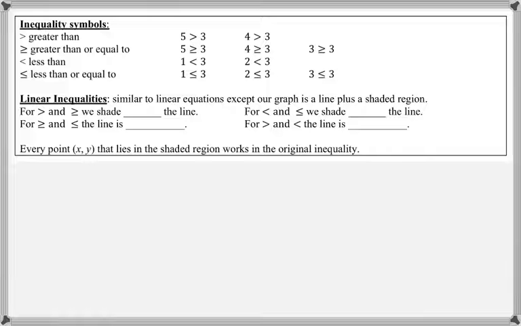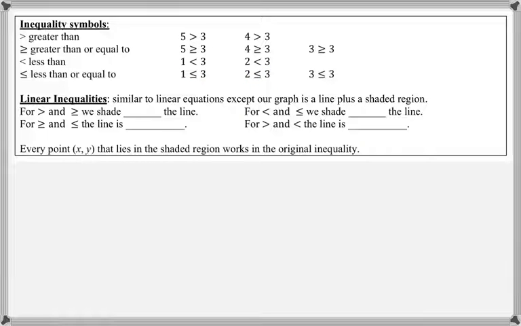We have the less than symbol, so 1 is less than 3, 2 is less than 3, and then we have the less than or equal to symbol. So 1 is less than or equal to 3, 2 is less than or equal to 3, and then 3 is less than or equal to 3.